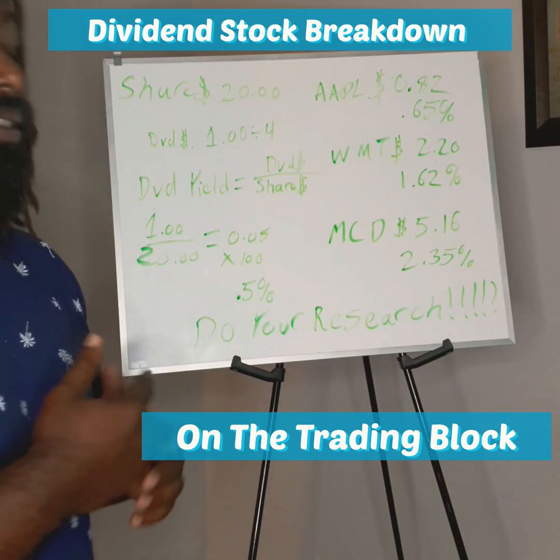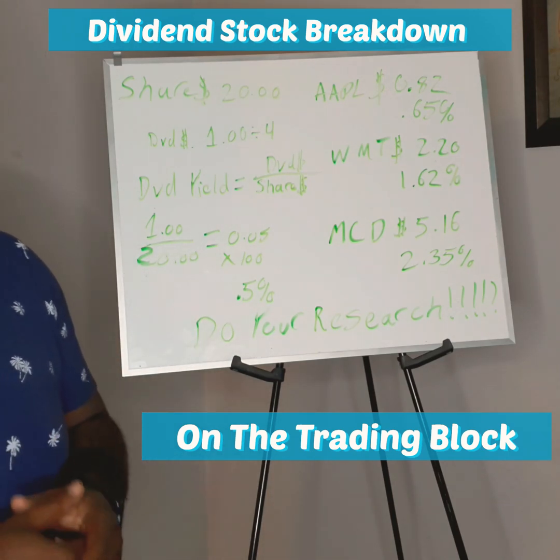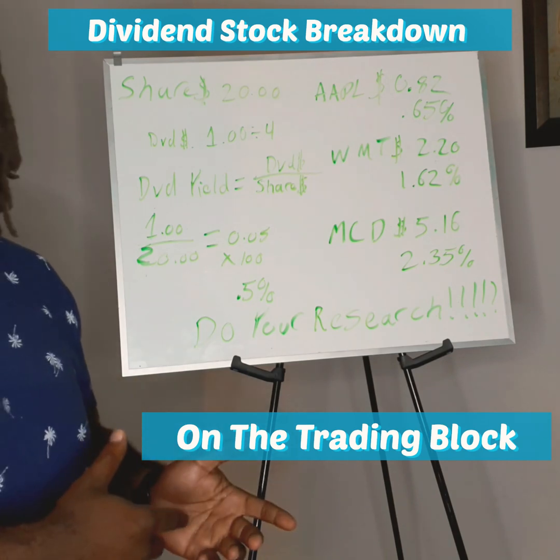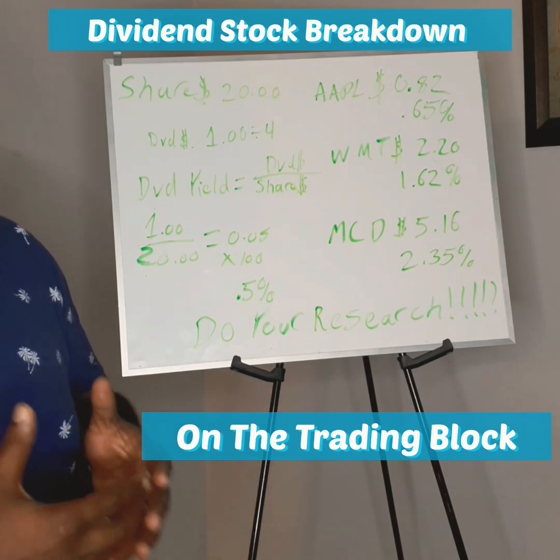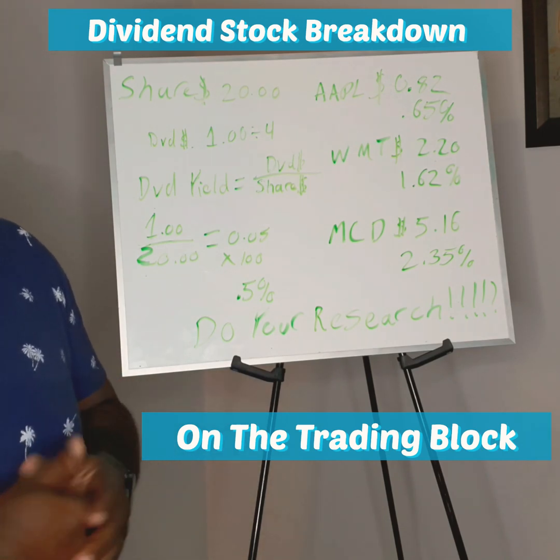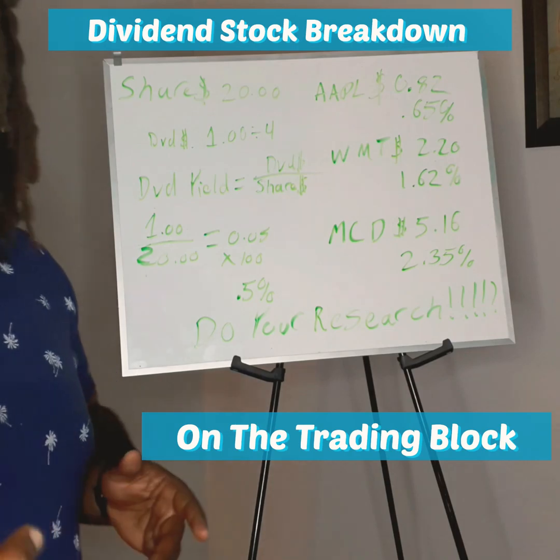Secondly, dividends is not a get-rich-quick scheme. It's about investing. Now you can take that dividend and reinvest it in the company or reinvest it somewhere else, or take that money and use it for your own personal use. But dividend investing is investment. It's not a get-rich-quick scheme. So go ahead and use it to your advantage. That's a quick dividend breakdown.